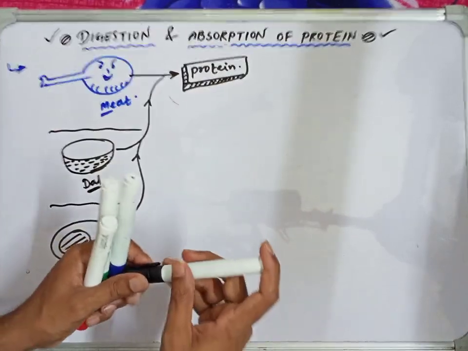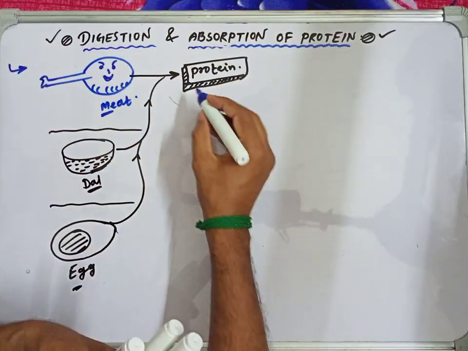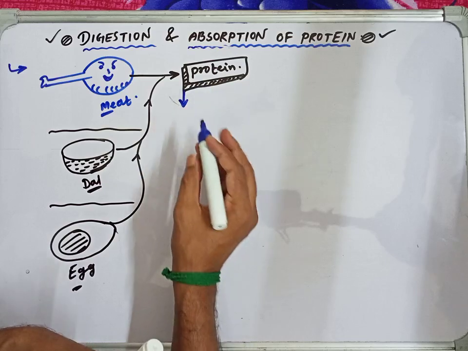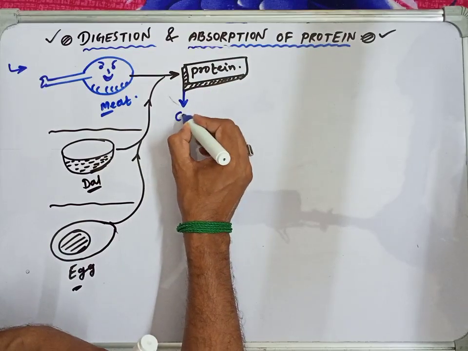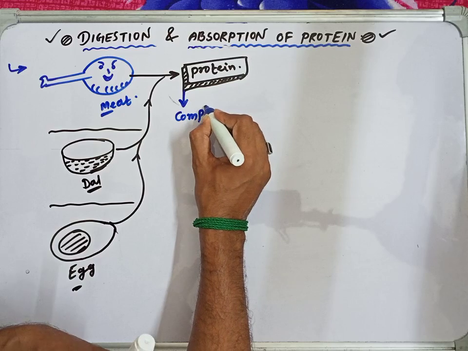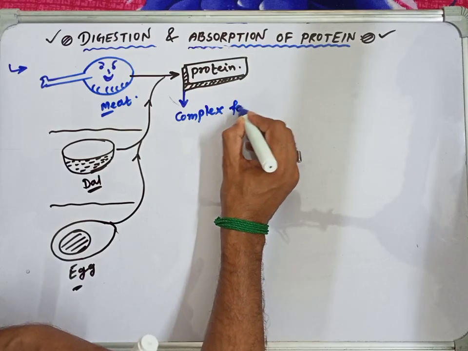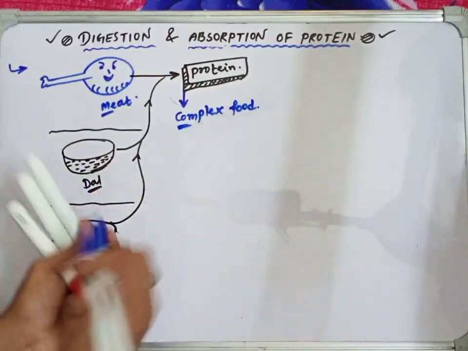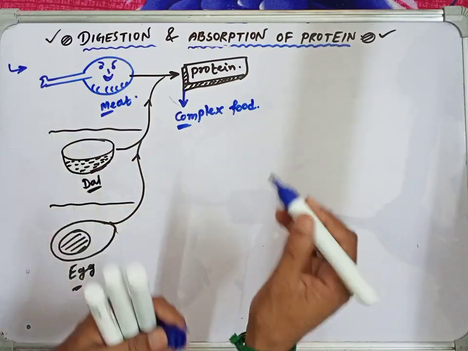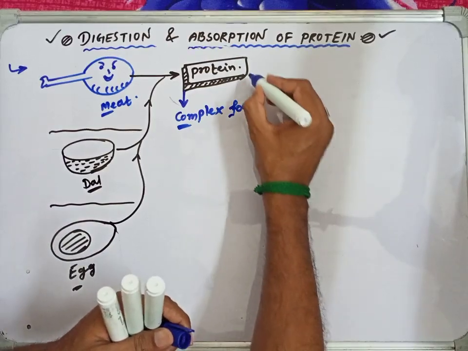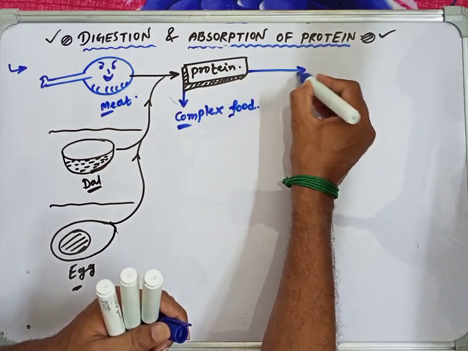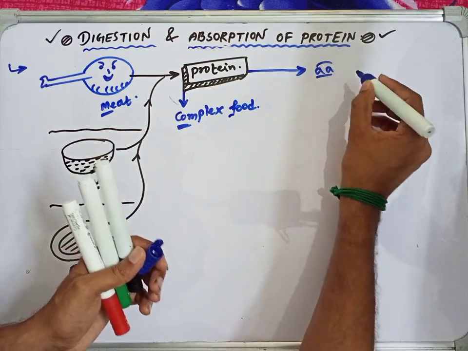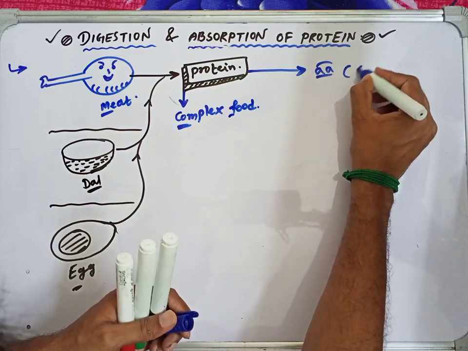And you know very well, my dear students, that protein is actually a complex structure, a complex food before digestion. But after digestion, this protein is converted into a simplified form, that is split into amino acid. I shortly call it AA.